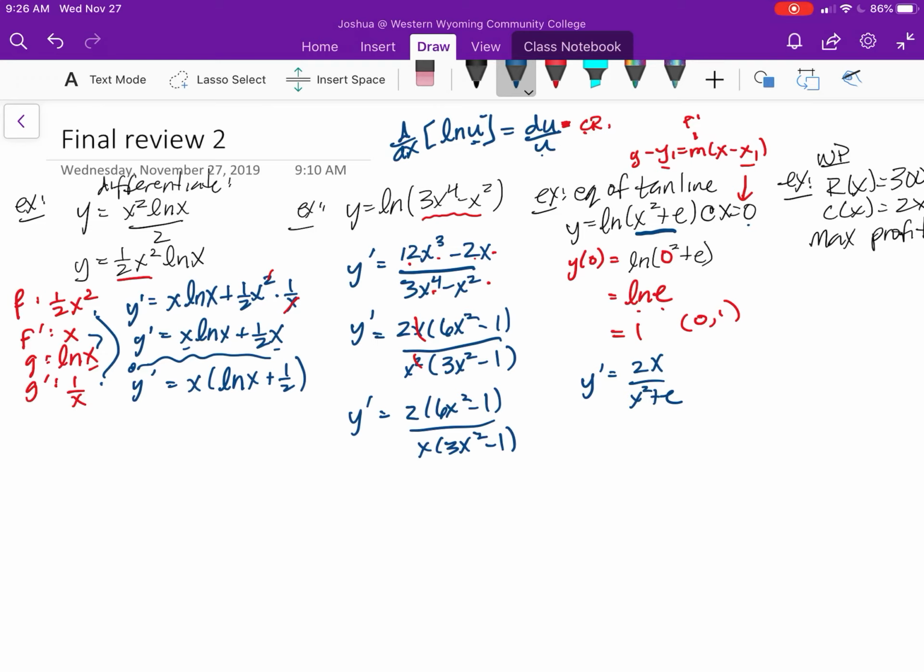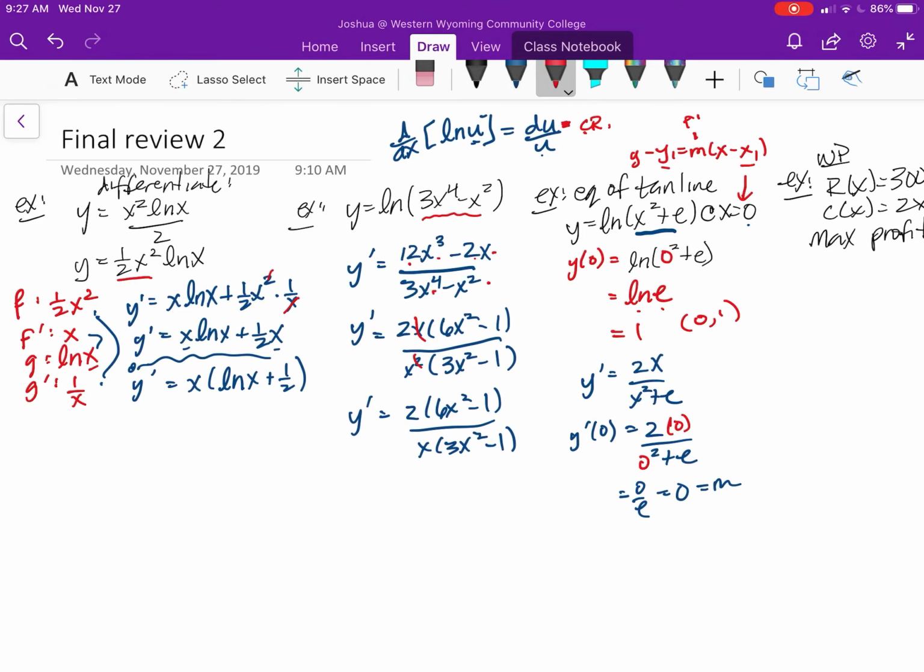Now, I know my x value is 0, so let's go ahead and plug that in. You can almost see it right in our head, but we get 2 times 0 over 0 squared plus e. That's 0 over e, and 0 divided by anything, except 0, is 0. So our derivative at 0 is 0, which is our slope.